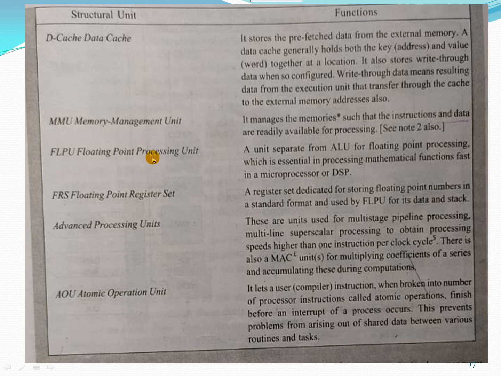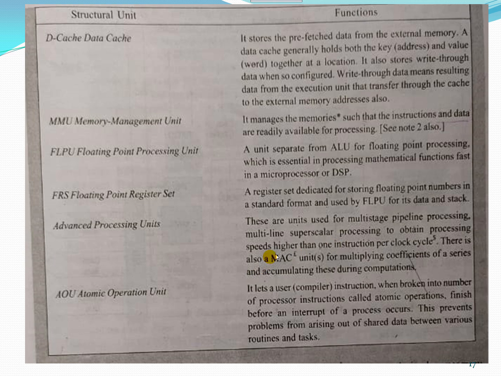The floating point processing unit will be a dedicated unit for floating point operations. The floating point register set is also a subset of this processing unit, where we need to store the data in floating point formats. Advanced processing units are very essential for processes where we need real time, very fast processing. These advanced processing units may consist of multi-stage pipeline processing, multi-line superscalar processing, and map processing.